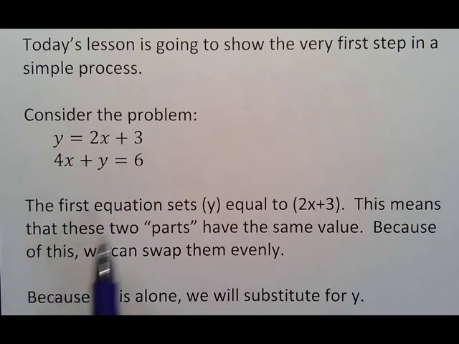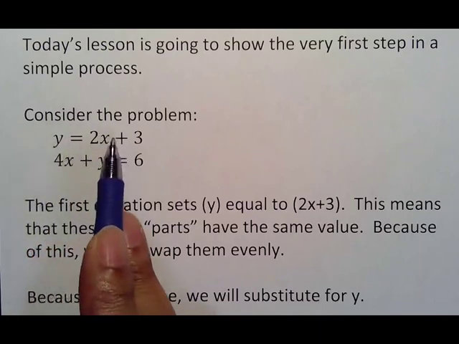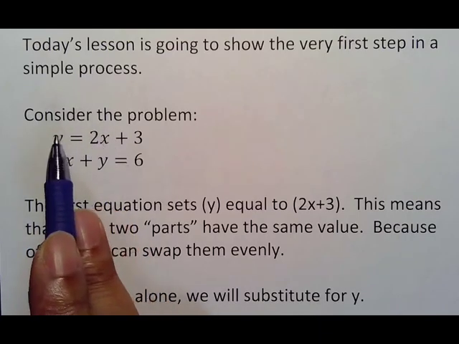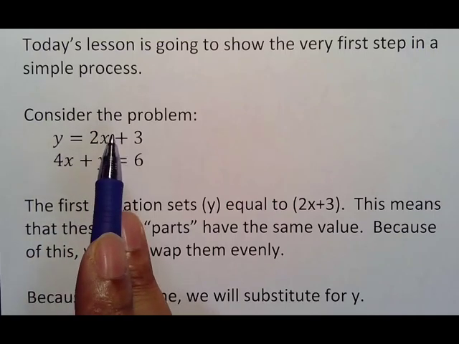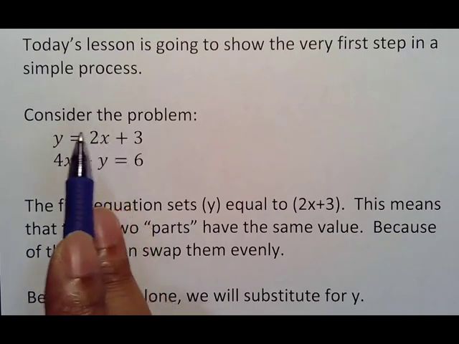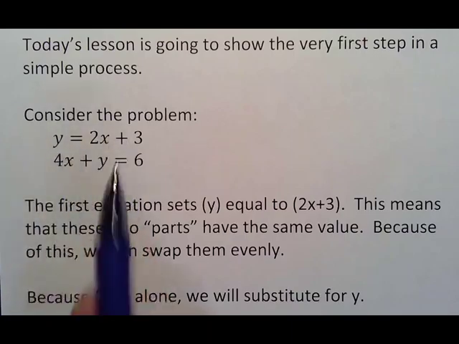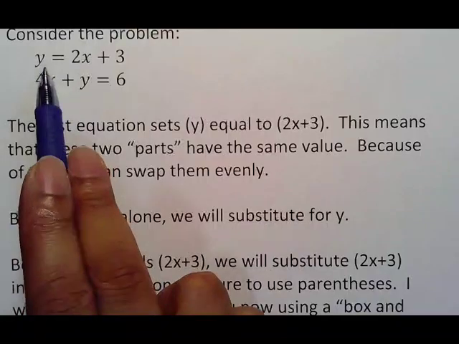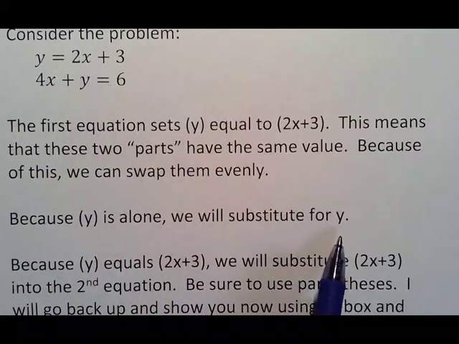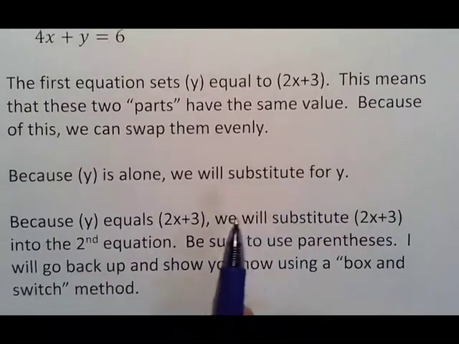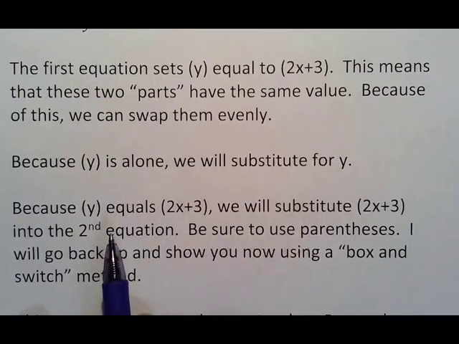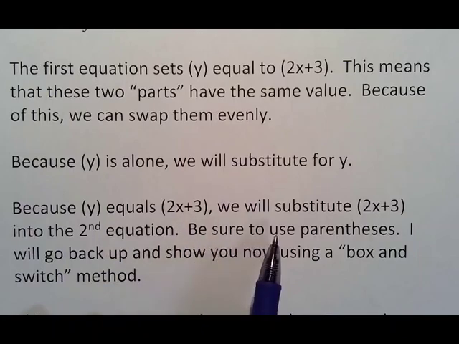And because they're the same, that means that we can swap them evenly, almost like if you're buying a shirt and the shirt is worth $10, you get the shirt as long as you give them $10. They get $10 as long as you get the shirt. So as long as they're equal value, you can swap them out. Because y is alone, we're going to substitute for y. That's a question you're going to actually see on your computer problem later. Because y equals 2x plus 3, you're going to substitute 2x plus 3 into the second equation. And then be sure to use parentheses, because if you don't, it's not going to work on the computer.